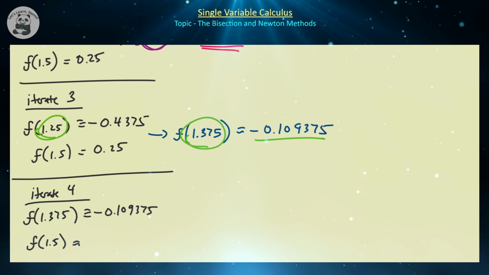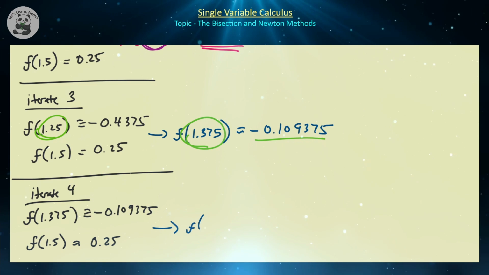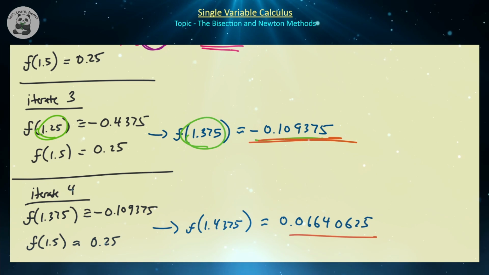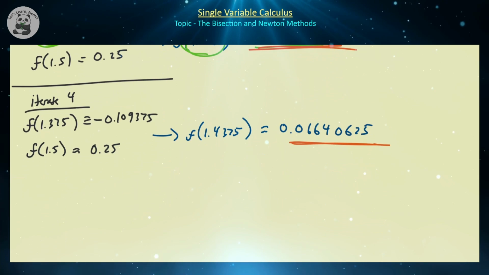109,375, and that's going to be equal to 0.25. So that means the square root of 2 is somewhere between 1.375 and 1.5, right? So let's see where this next iteration is going to take us. So 1.375 and 1.5 average out to f of 1.4375, which is going to come out to approximately 0.0664065. Notice that our evaluations are getting closer and closer to 0 from both sides. That's our limiting procedure. Right?